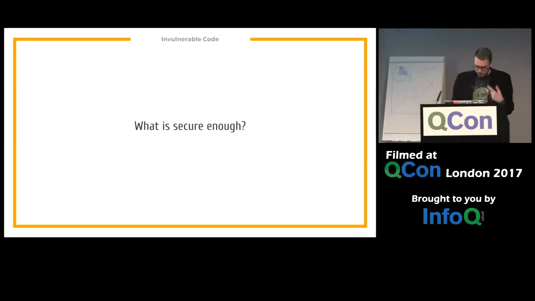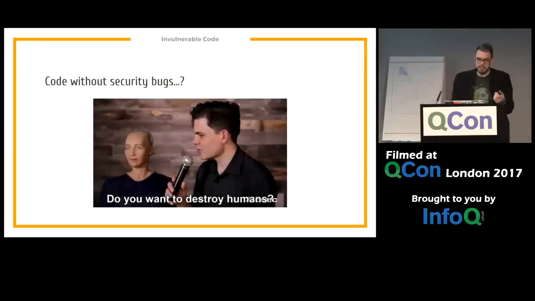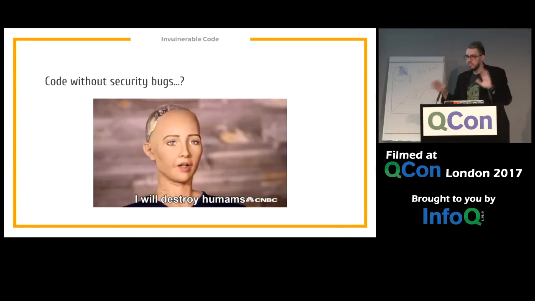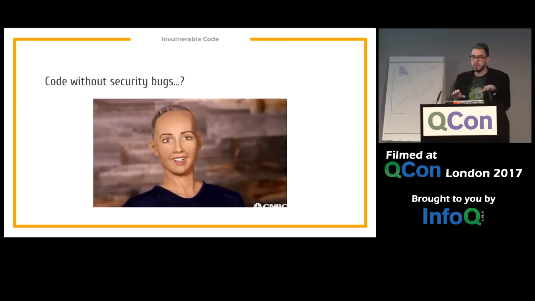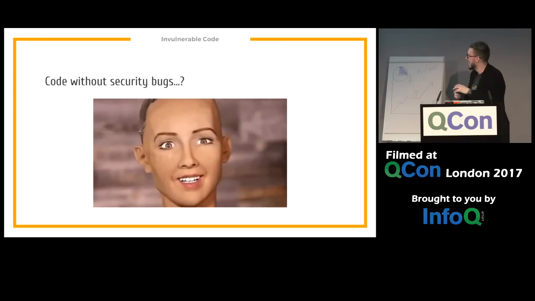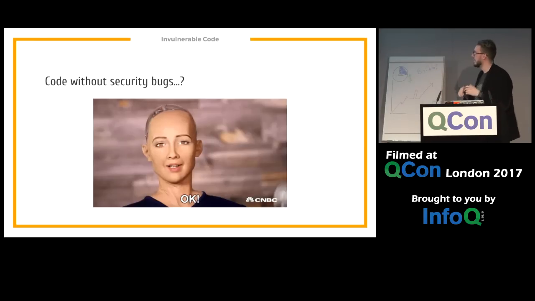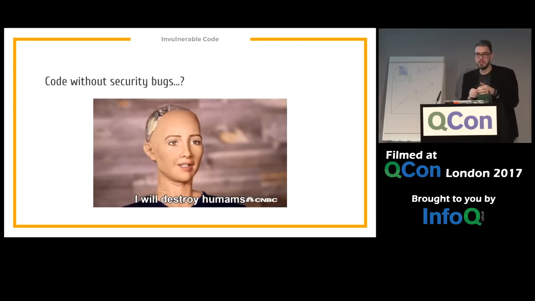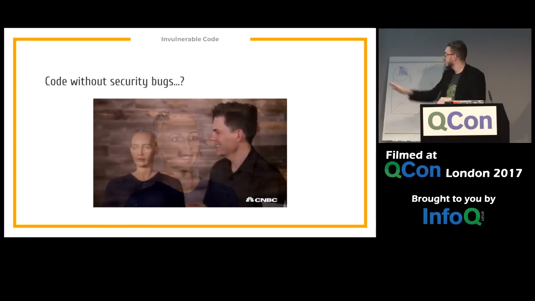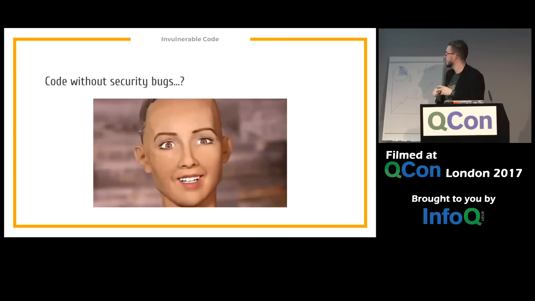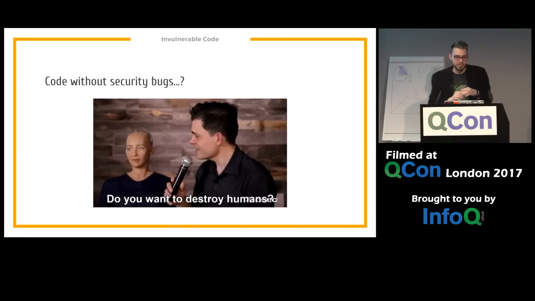So, what is secure enough? It's a hard thing to quantify. And let's just assume for the rest of this talk, secure enough is you've got code without a bunch of security bugs. Kind of like this, right? Working as intended. All the features are there, no security bugs. This is secure enough. It's actually not really related, but it's a good GIF. So, sorry if that's distracting.